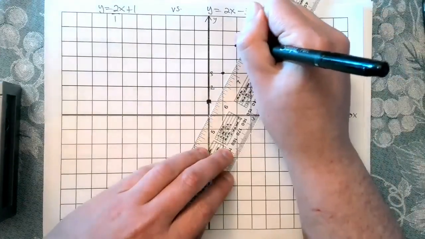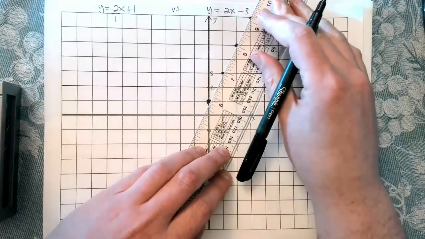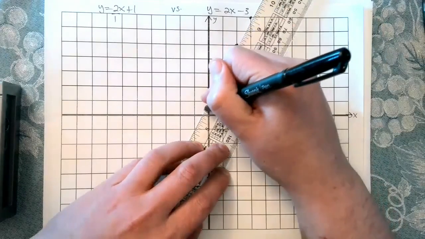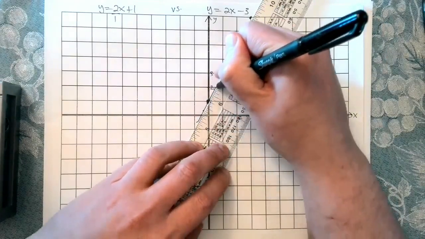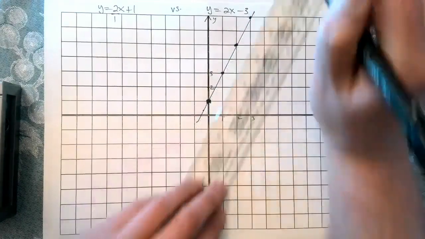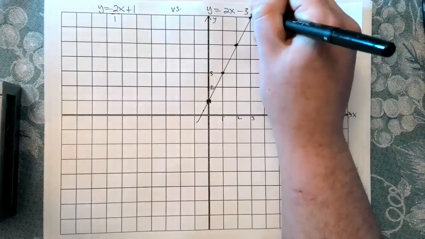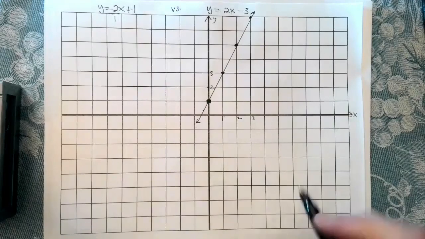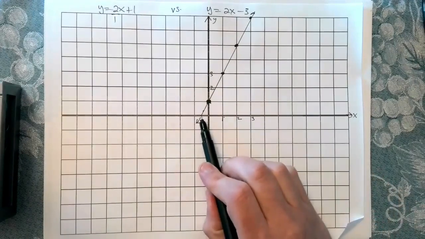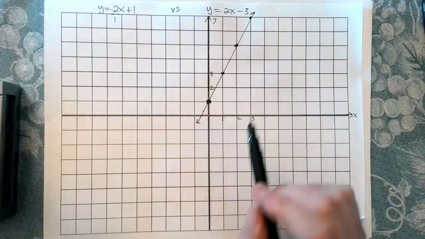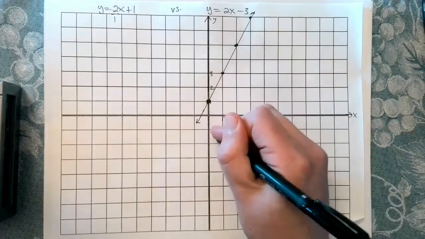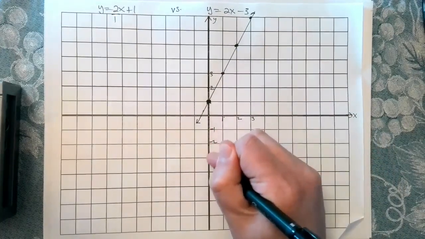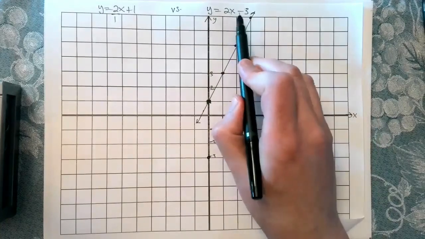Let's see if I can make these a little bit larger. Okay, so there's my first line. And you can see the x-intercept is -1/2 here. Okay, so for the second line, let's say here's -3, so -1, -2, -3. So the y-intercept here would be (0, -3).